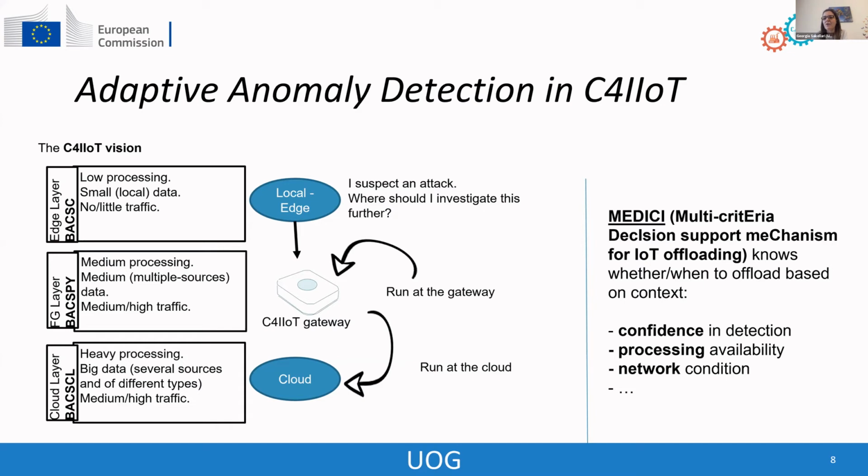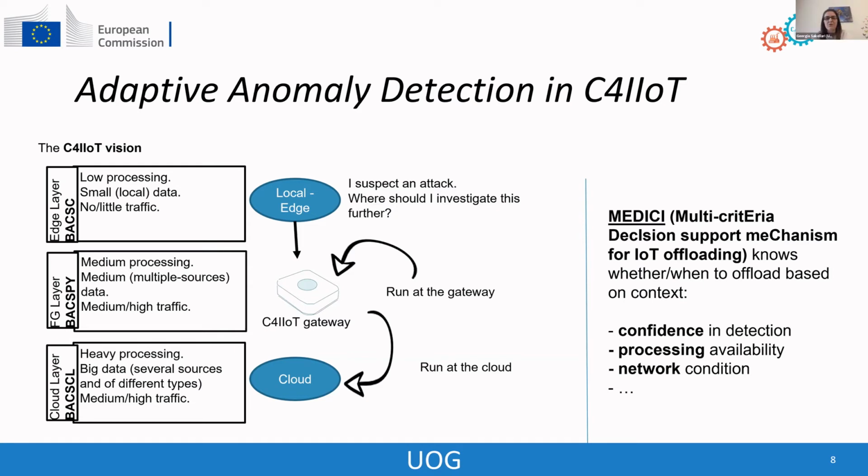So our MEDICI tool will take into consideration not only the confidence level of the detection, but also other context-aware criteria, such as how long it will take to come up with a decision of whether this is an anomaly or a normal operation, and which means the processing availability, or the network conditions.